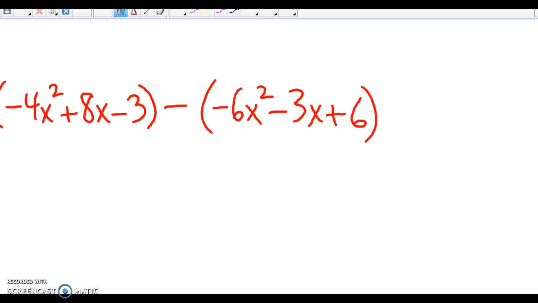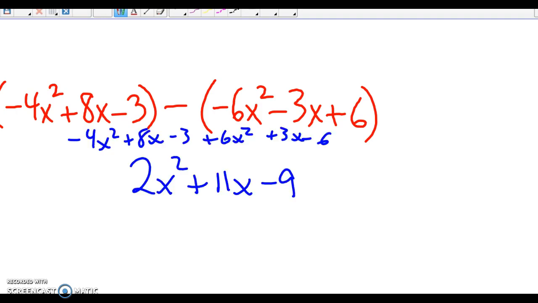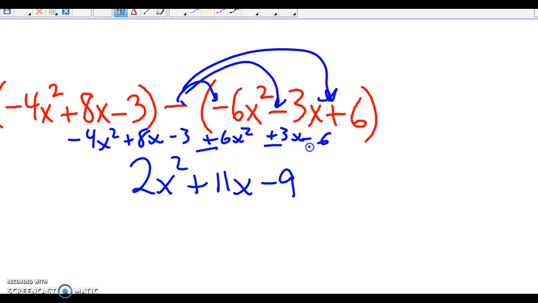All right, try this problem, pause it, and then come back when you have the answer. Yep, there you go. Changing all 3 of these, almost like you're distributing this negative, subtracting to all 3 of those signs. So change all 3 signs to the opposite, and then combine your like terms.